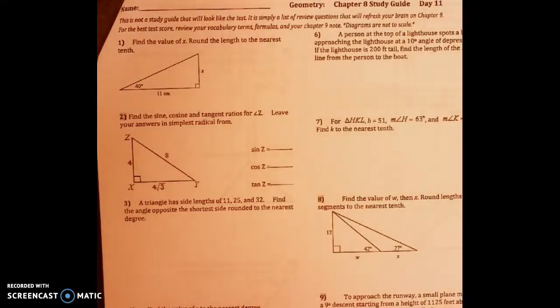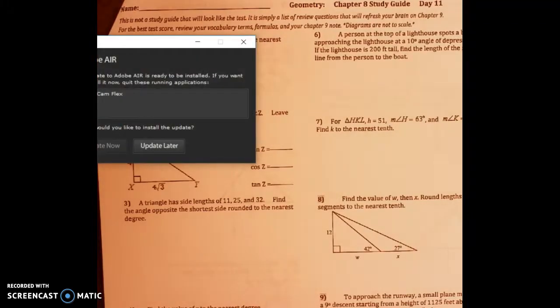Today we're working through the Unit 8 study guide. Most of this is SOHCAHTOA, which includes all of the stuff on angles of elevation and vectors, which was right triangles, and then we also had law of sine and law of cosine.